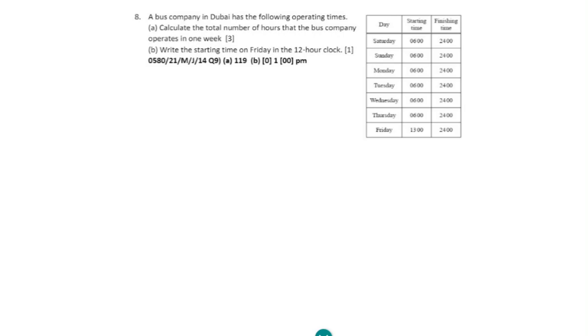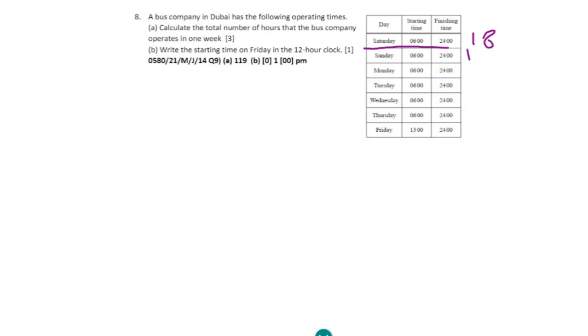Okay. Question number 8. The bus company in Dubai has the following operating times. Part A, calculate the total number of hours that the bus company operates in 1 week. On Sunday, it operates from 0600 to 2400 hours, which means it operates for 24 minus 6, which is 18 hours.